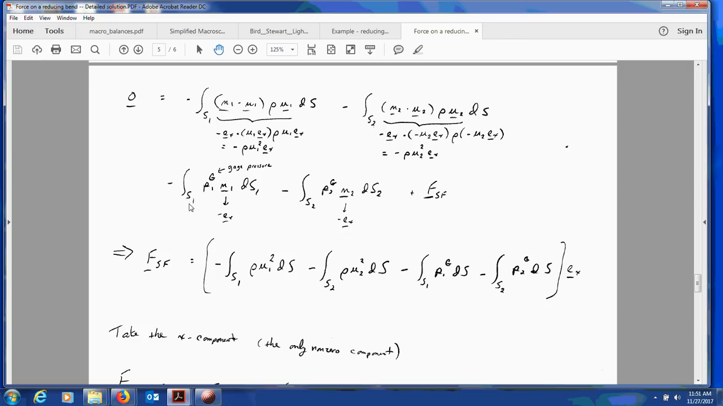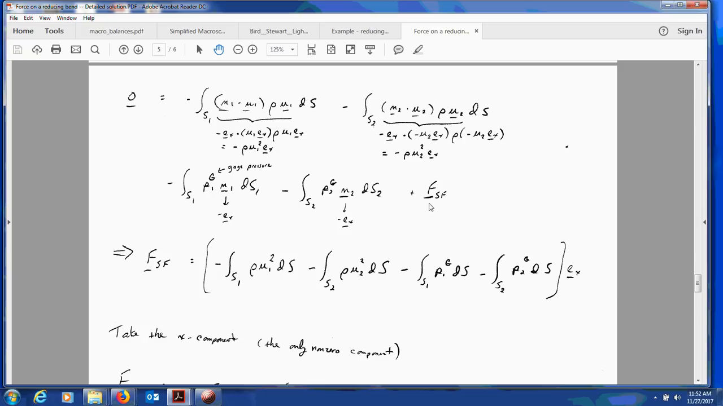So we rewrite the integral over S as two integrals over S1 and S2, preserving the minus sign out in front of the integrals as we had in the previous equation. We have p1 gauge times n1. n1 is minus e_x, so this becomes positive. And then we have p2 gauge times n2. n2 is minus e_x, so that term also becomes positive. And then we have finally the F_SF, the solid fluid interaction force that we want to solve for.